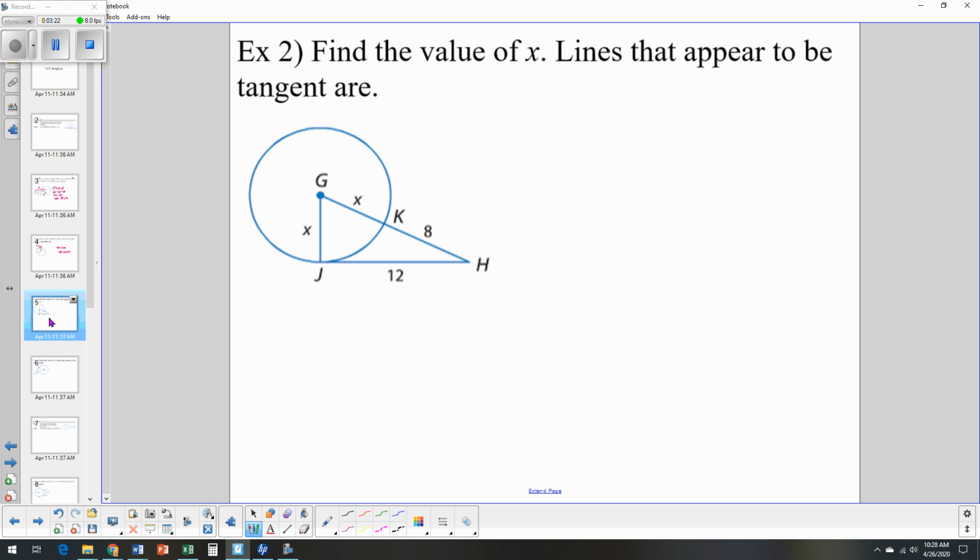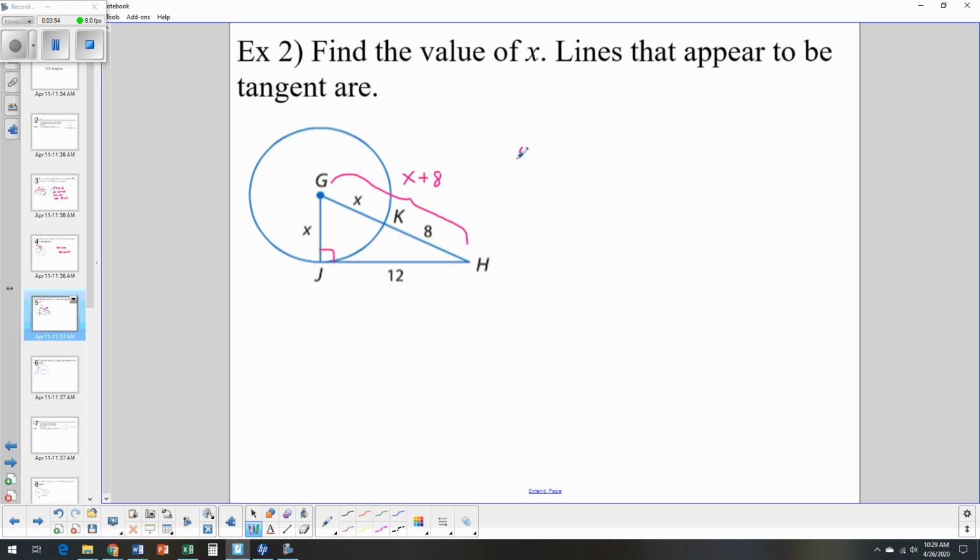For number 5, we want to find the value of x, and it tells us that lines that appear to be tangent are. So even though they didn't draw the right angle for us here, we can add it because they told us that if it appears to be tangent, it really is. So now I have another right triangle. I have a side of x, a side of 12, and this side, if I put the x and 8 together, it is not 8x, it is x plus 8. So that would be my hypotenuse.